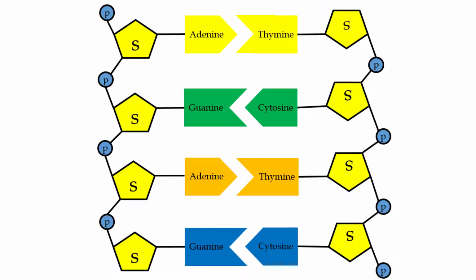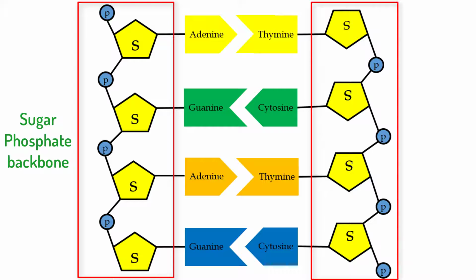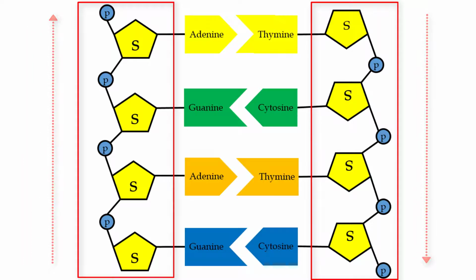Okay, let's go ahead. So the sugar and the phosphate group form a sugar phosphate backbone in a DNA. These two form 2 strands of the DNA. So we now know that DNA is a double-stranded structure. These are the 2 strands. These strands will run parallel but in an opposite direction. This means they are anti-parallel to each other.